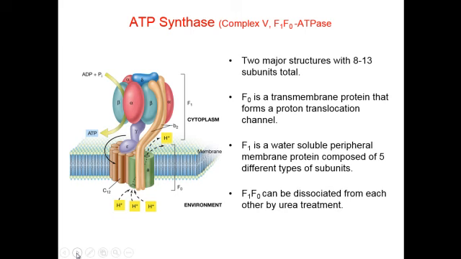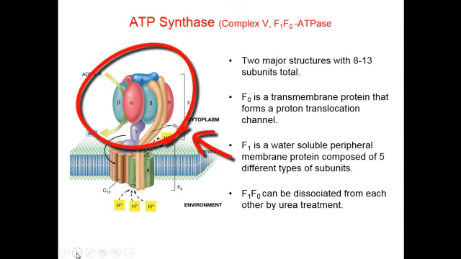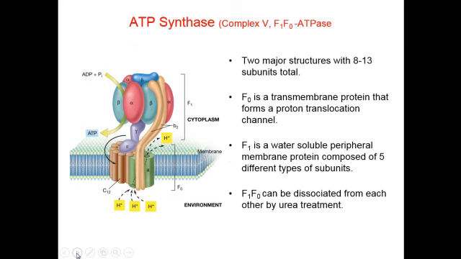The second major domain is the F1 domain, and this is a water-soluble peripheral membrane protein that pokes out either into the mitochondrial matrix in eukaryotes or into the cytoplasm if we're talking about bacteria. Now each of these regions, the F1 and the F0, are composed of multiple different subunits, and we can see that on this slide here. And so we can think of the channel as being embedded in the membrane, and then the actual ATP synthesis region of the complex poking out into the matrix or into the cytoplasm.